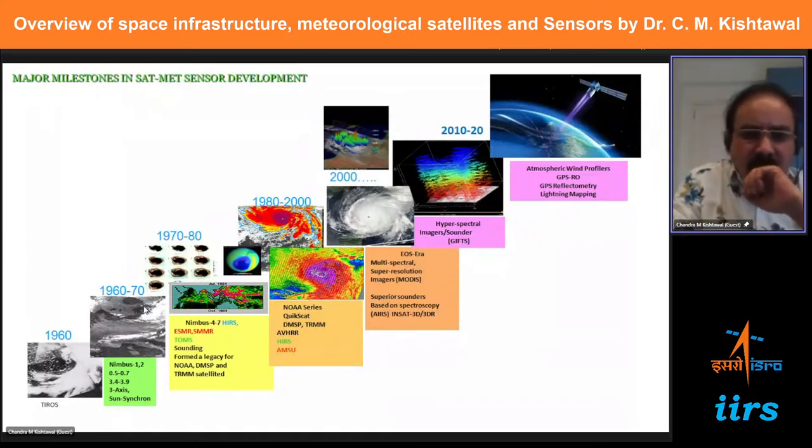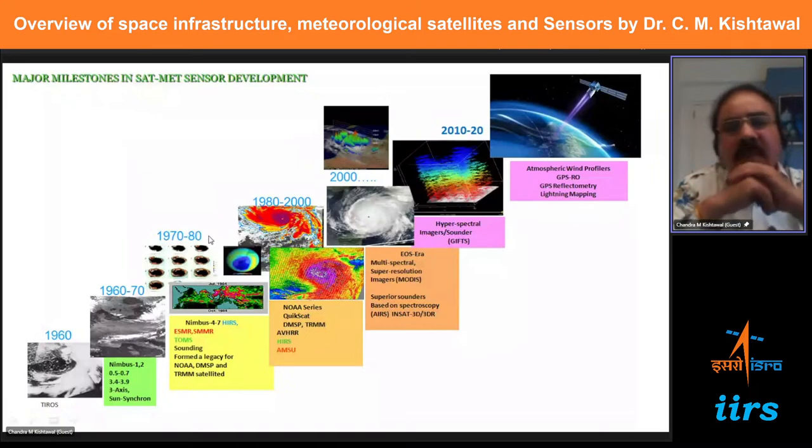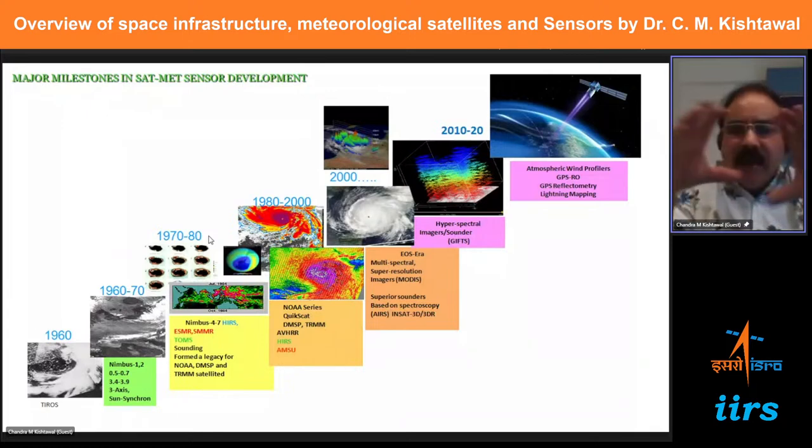Then slowly in the 1970s and 80s, this was a golden period for the development of microwave satellites. There was a big thrust on microwave sensors. There were big minds working on these areas, and they focused more on the microwave. Microwave has a big advantage: it can penetrate clouds, unlike visible and infrared. If there is a cloud layer, you don't know what is happening below it. But microwaves have a bigger wavelength, and that is why they are not affected by the presence of clouds.